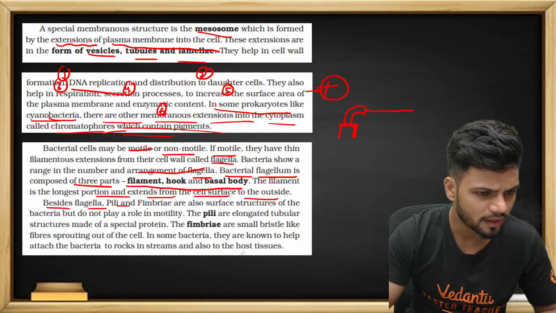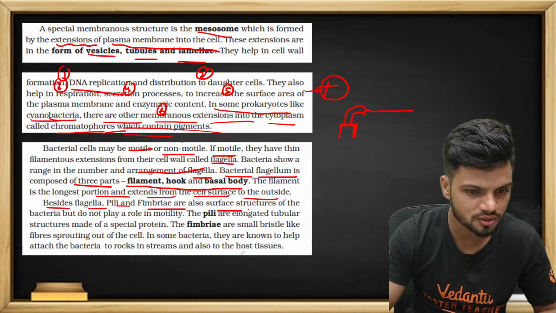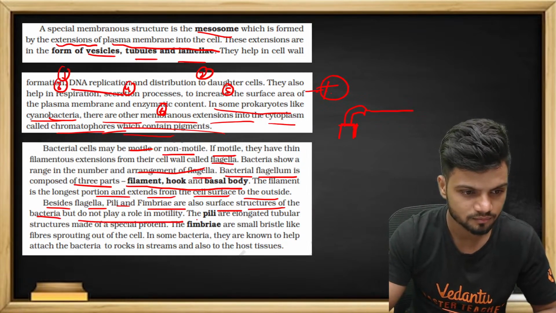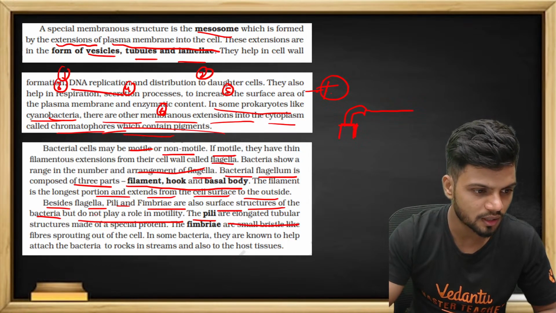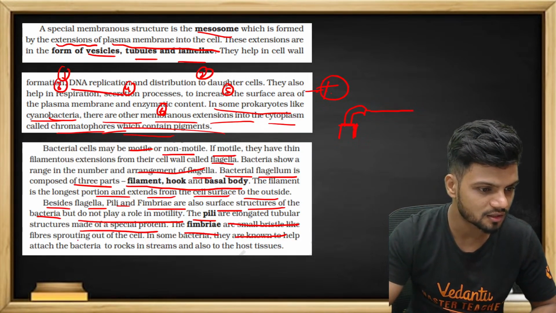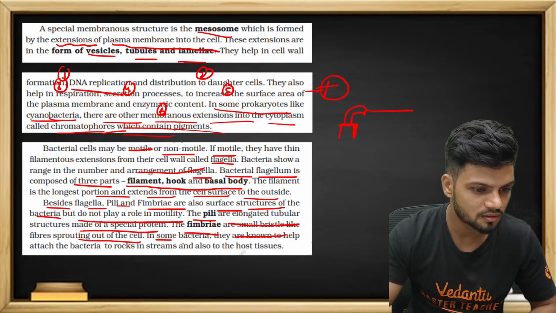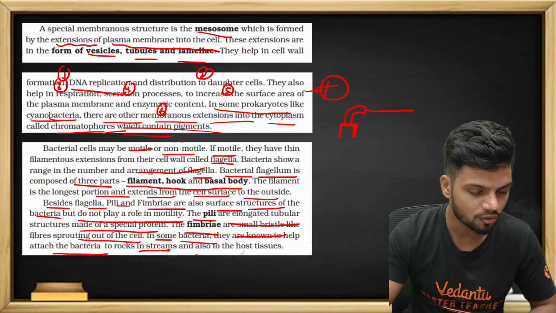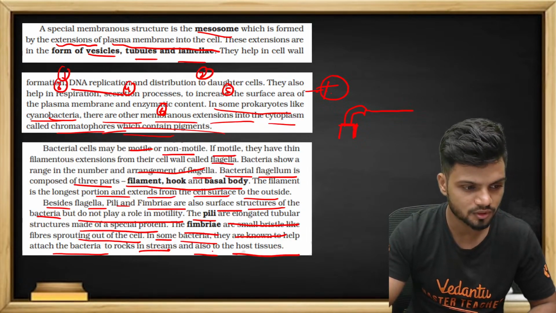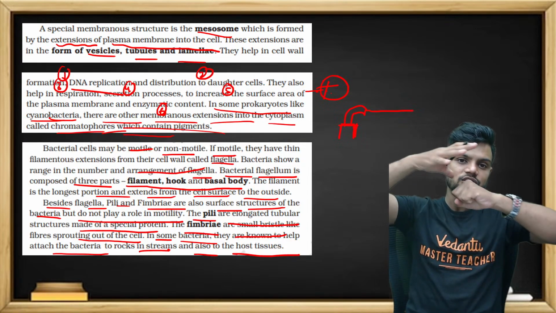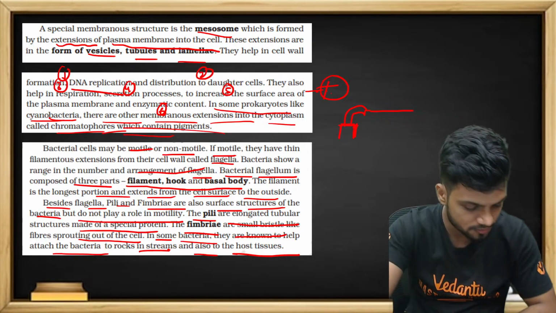Besides flagella, pili and fimbriae are also surface structures of the bacteria, but they do not play a role in motility. The pili are elongated tubular structures made up of a special protein. The fimbriae are small bristle-like fibers, bristle meaning like a brush, sprouting out of the cells. They help the bacteria attach to rocks, and also to host tissue. So, with the help of pili and fimbriae, a bacterium can attach to the host.